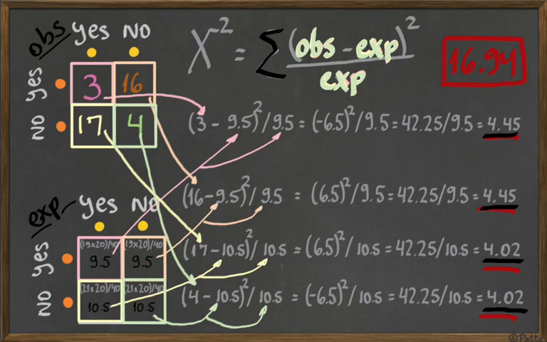What does this number mean? This number alone, it means not much. So I actually need to take a look at a table that has critical values for chi squares, where I can check to see if this difference between observed and expected is happening by chance or not. So if it's matching the expected or not.